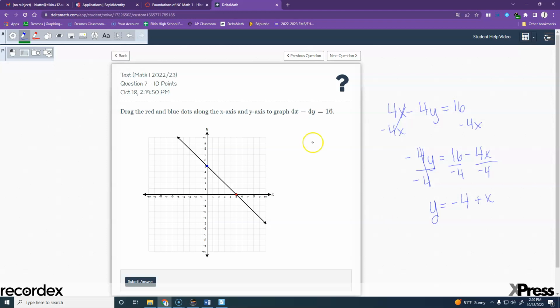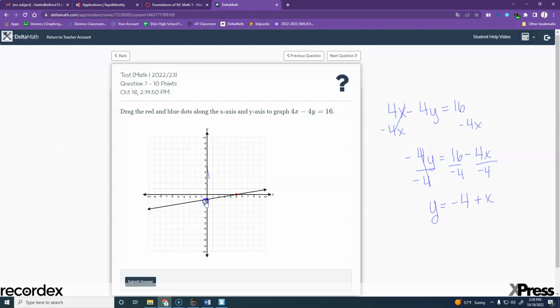Okay. So these graph a little bit different. It's really supposed to be teaching you about x and y intercepts. We don't have to know that to do this. So whenever you are graphing for this, I would need my y-intercept to be negative 4, so you're going to move that blue dot to your y-intercept.